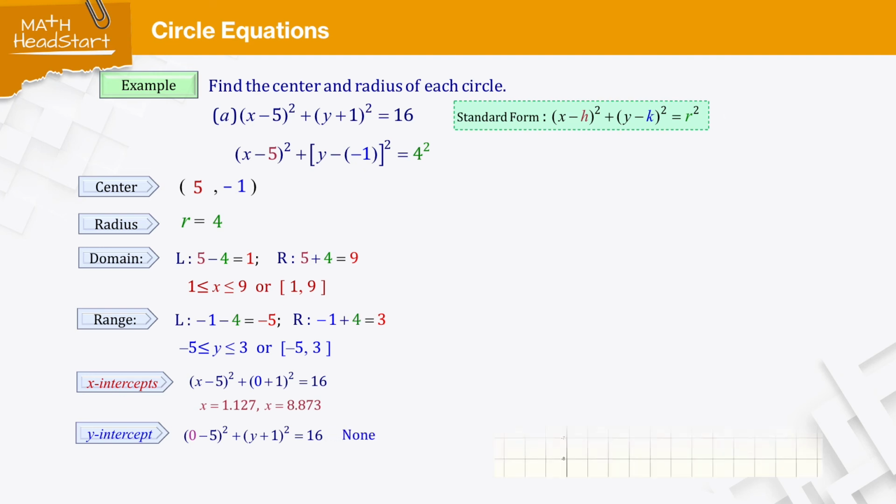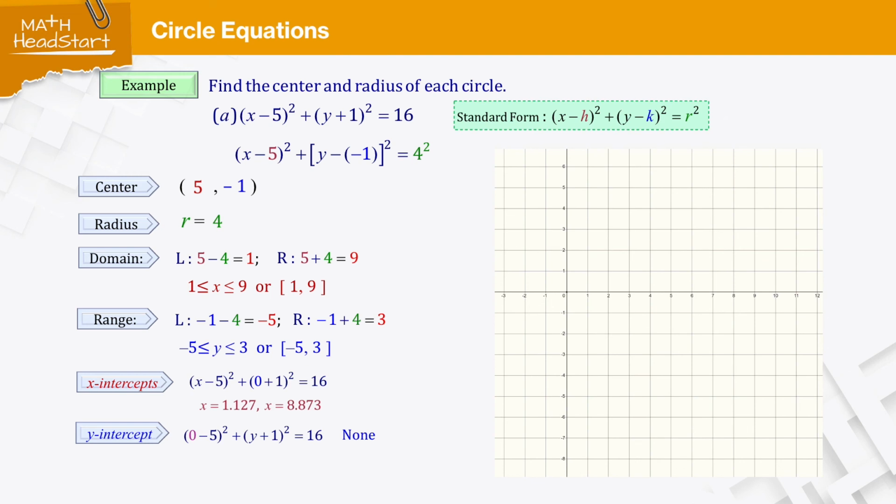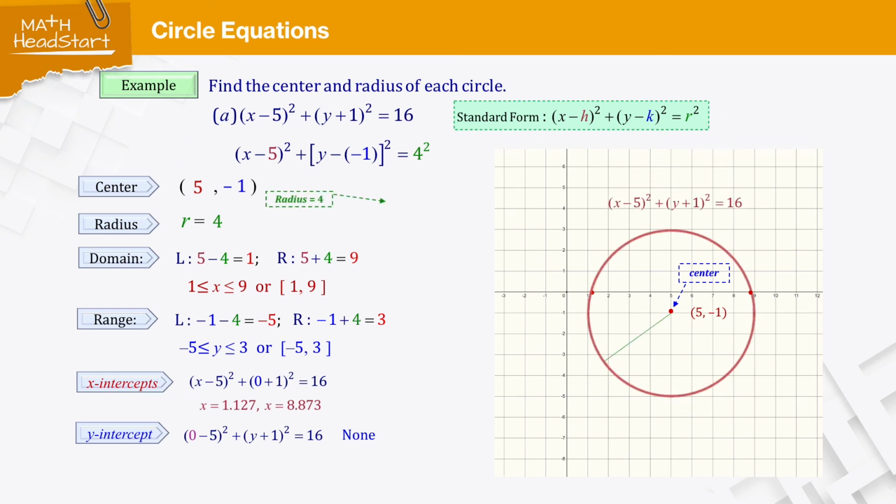Let's draw this. Plot the center at 5, -1, and the two intercepts we found. Here is a circle with the radius 4. Just make sure that the domain is between 1 and 9 inclusive. For the range, we can see they are between -5 and 3 inclusive indeed.